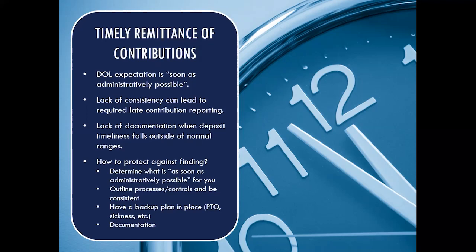In comparison to that 1 to 2 day trend, for another plan sponsor, as soon as administratively possible might be more like 7 to 10 days. So really, like I said, there's not an identified X number of days. It is individual for each plan sponsor. But things that you can do to protect yourself against a late deposit situation is having documentation to support what is as soon as administratively possible for your plan, having a clear outline of what the process is, what the controls are. And it's also good to have a backup plan in place if at all possible.